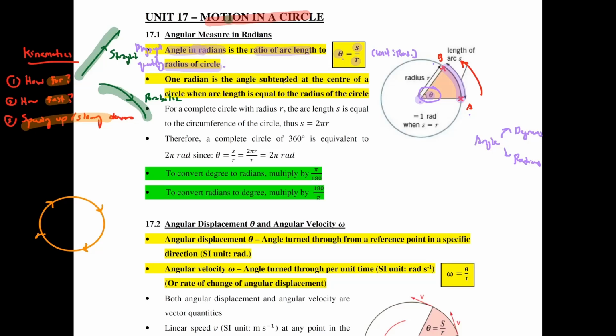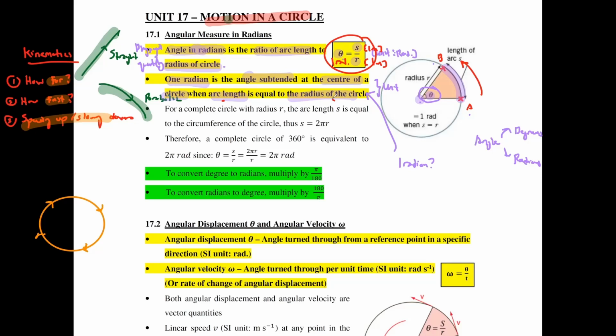So in our case, if we ask you to define 1 radian, what is 1 radian? 1 radian is defined as the angle subtended at the center of a circle when the arc length is equal to the radius of the circle. So this second one is defining for you the unit. If you look at this original equation, you can only get 1 radian if, say, the arc length is 1 meter and the radius is 1 meter. It's a 1-to-1 ratio.